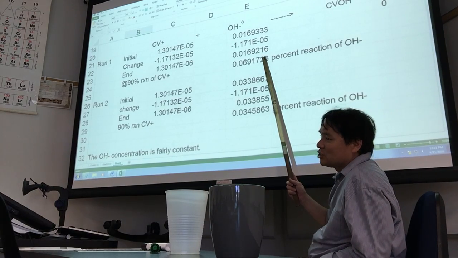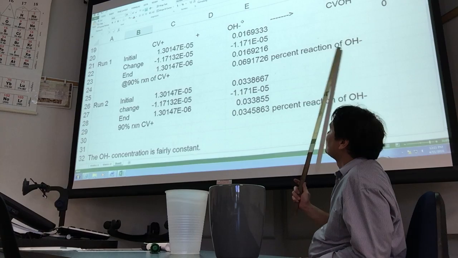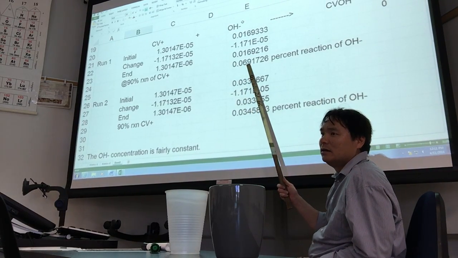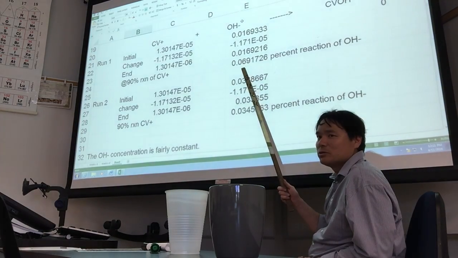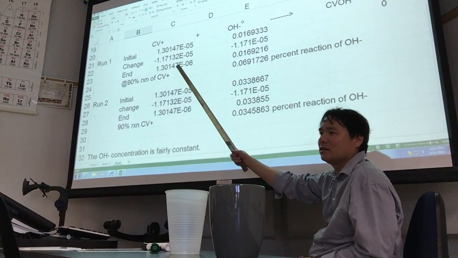Was that a significant change? So I calculate the percent reaction of the hydroxide. It only comes out to 0.069%. Did much hydroxide react? That's less than 0.1% of hydroxide reacted when 90% of the crystal violet reacted.